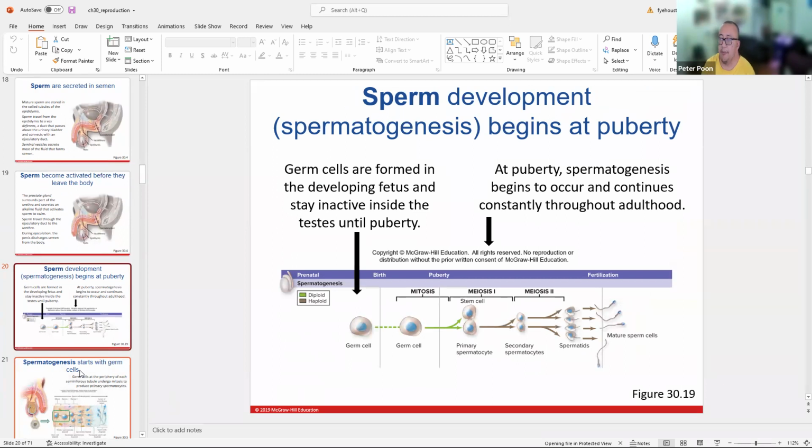Sperm development, or spermatogenesis, begins at puberty. Before the age of 13, males don't make sperm. But once you start making sperm, you'll always make sperm. Even 80- and 90-year-olds are still making sperm. They make fewer sperm, but they're still making sperm.